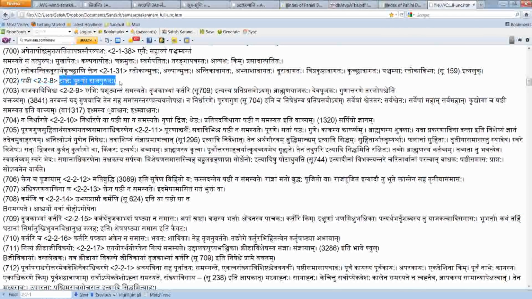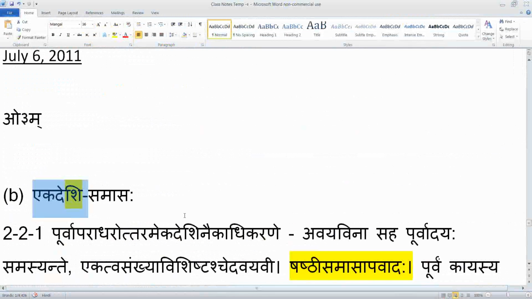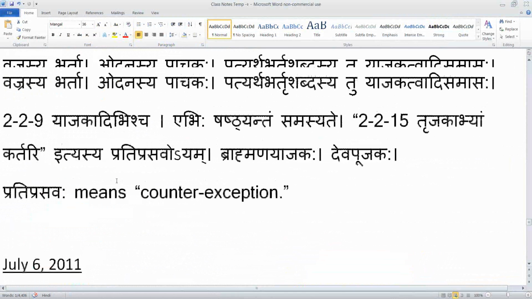This is very straightforward. Shashti Tatpurusha is very straightforward. There's nothing really complicated. But the complication comes when you want to see when the shashtis do not compound. Which kind of shashtis don't compound? That is where we were at the end of last class. I'd like to go over that one more time today, because it's a complicated section. So here we are in the document.